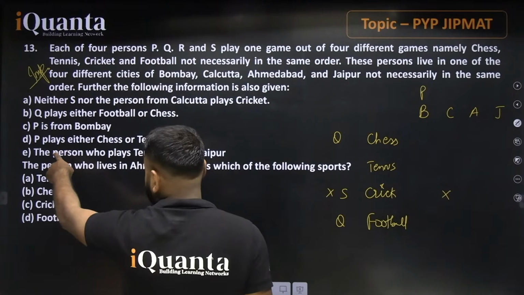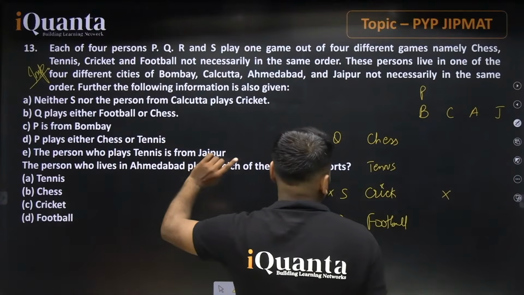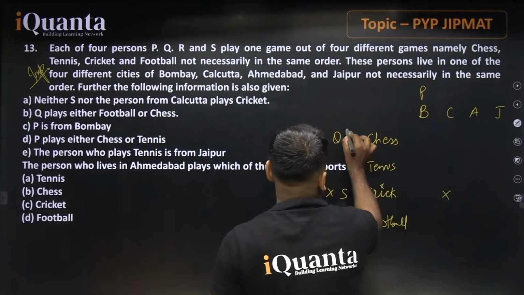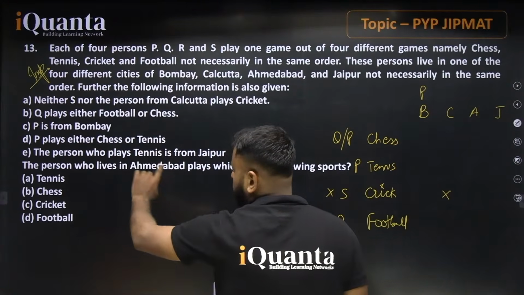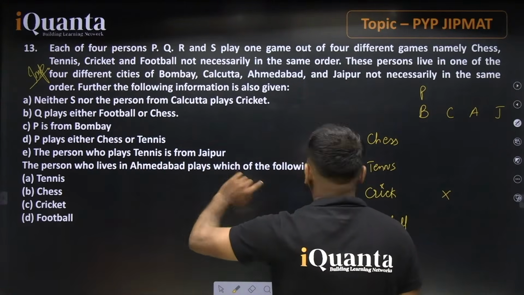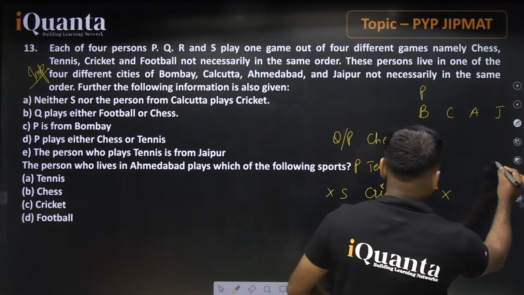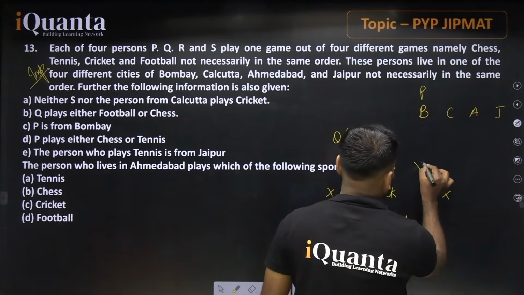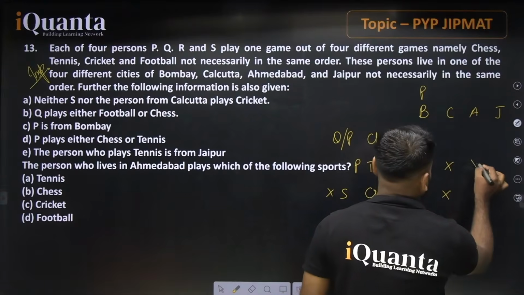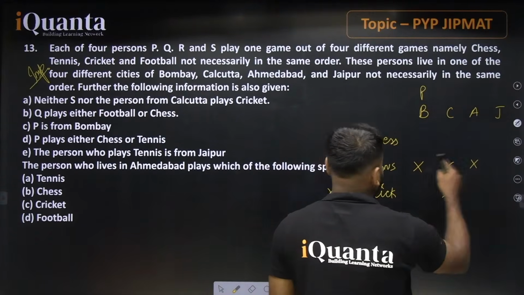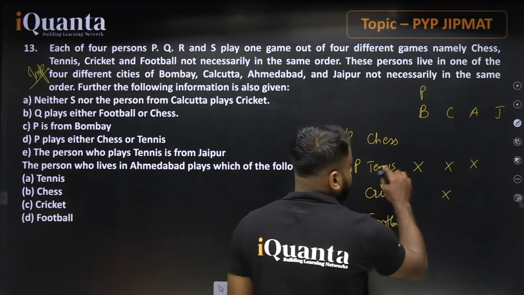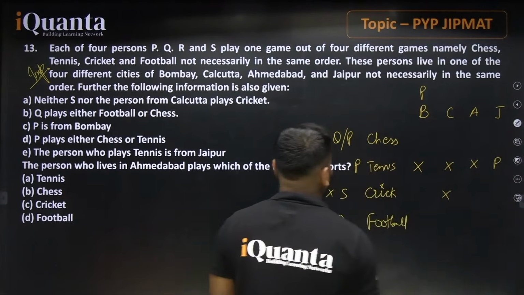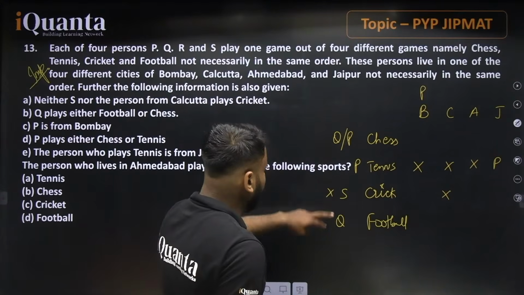And the statement says P plays either chess or tennis. Further, the statement says that the person who plays tennis is from Jaipur. So we'll just mark the cross over here. If P is playing tennis and he's from Jaipur, correct? So we have still 2 options for P.